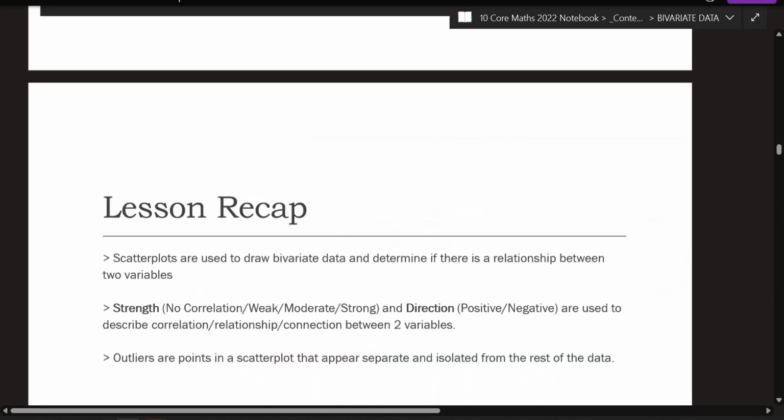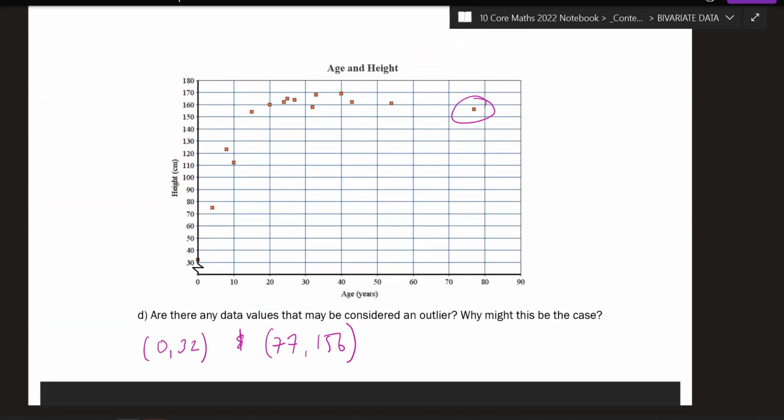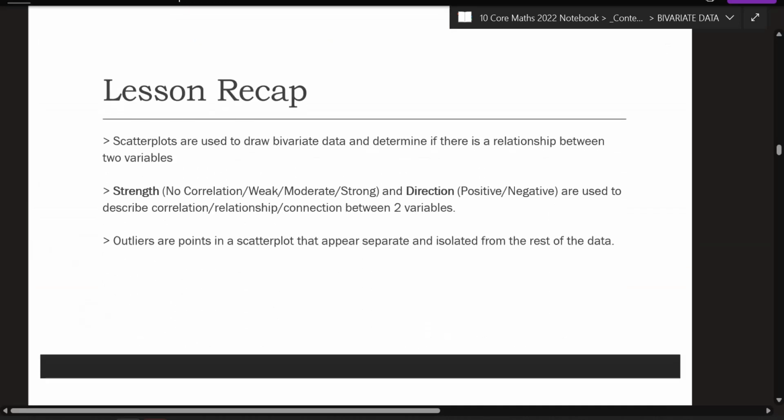Here's a question as well. Before we finish up, why do you think that the person who is 77 years old is a little bit shorter than someone who's maybe 40? What happens when you get older? I shrink. You don't shrink, no. Yes. What happens to your back? It becomes a little bit more curved. That's why they get a little bit shorter. So just keep those things in mind when you do data.